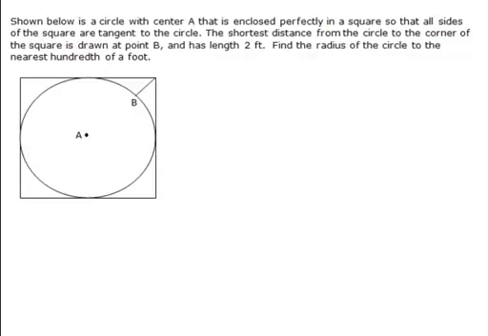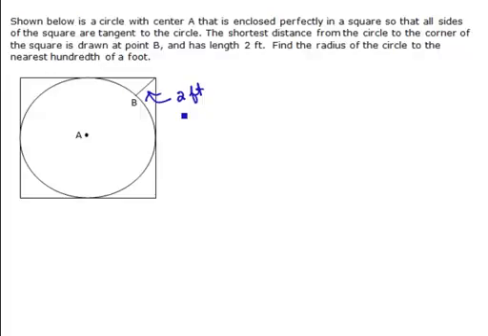Alright, here we have kind of an interesting geometry and algebra problem. We're given a circle centered at A, and it's enclosed in a square so that all the sides of the square are tangent to the circle. And the shortest distance from the circle to the corner right here is drawn at point B, and this has a length of 2 feet. And what we want to do is find the radius of the circle to the nearest hundredth of a foot.